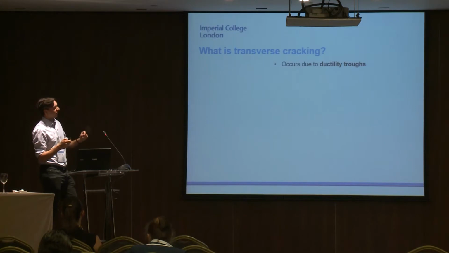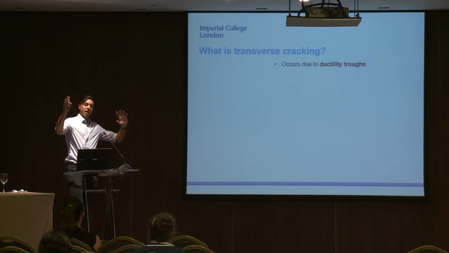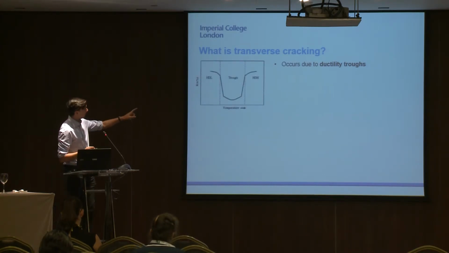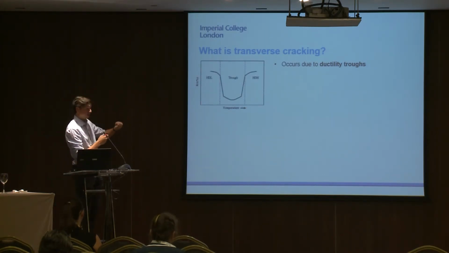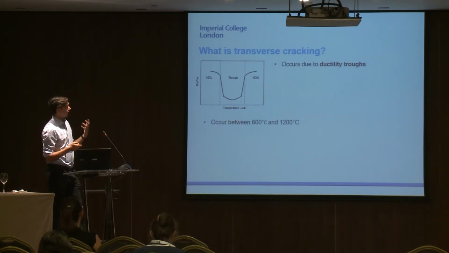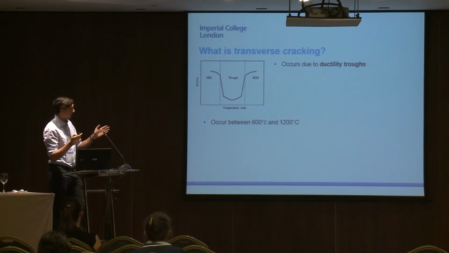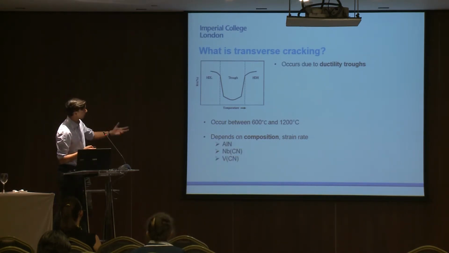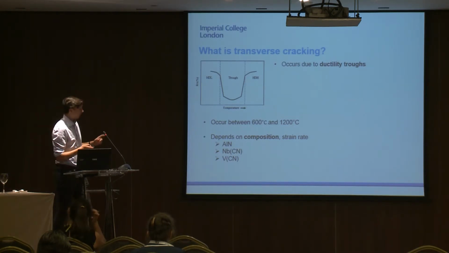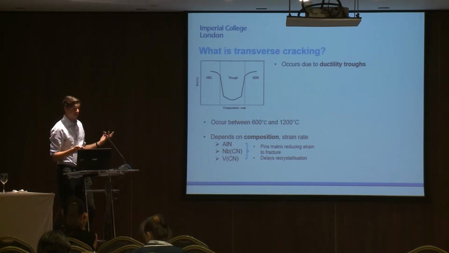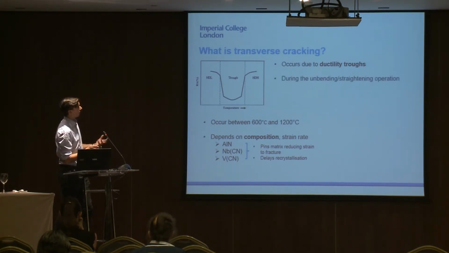Okay, transverse cracking occurs at these things called ductility troughs. When you're going from a high temperature to a low temperature, cooling down, you see at particular temperatures a massive drop in ductility. That drop in ductility is due to composition. Depending on the alloy, it can occur between about 600 and 1200 degrees Celsius. These three microalloying elements are known to be quite detrimental for various reasons, which we'll go into a bit. They pin the matrix, reducing the strain to fracture, and they also delay recrystallization, hindering recovery of ductility.